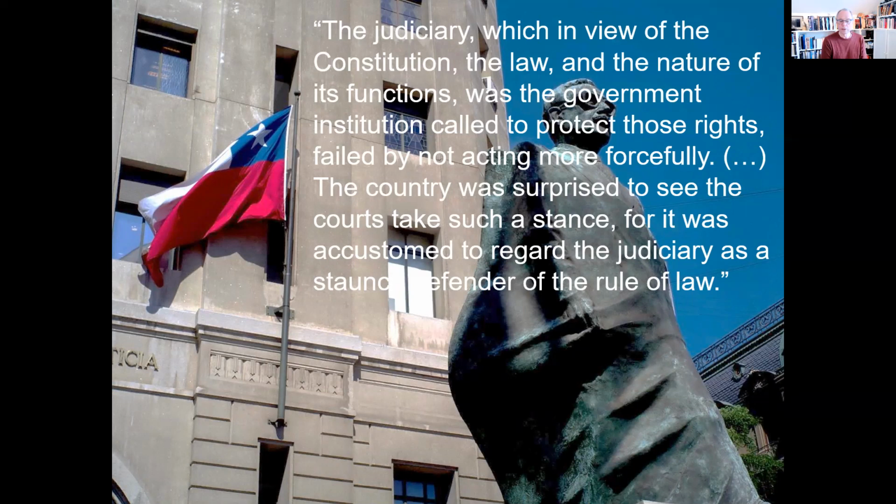Also in Chile, there was a Truth and Reconciliation Commission after the fall of the military dictatorship. And also in Chile then, the commission looked into the working of the legal institutions. And in the conclusion, or in the view of the commission, the judiciary, which in the view of the constitution, the law, and the nature of its functions, was the government institution called to protect those rights, failed by not acting more forcefully. The country was surprised to see the courts take such a stance, for it was accustomed to regard the judiciary as a staunch defender of the rule of law.